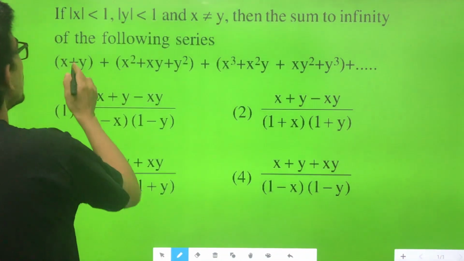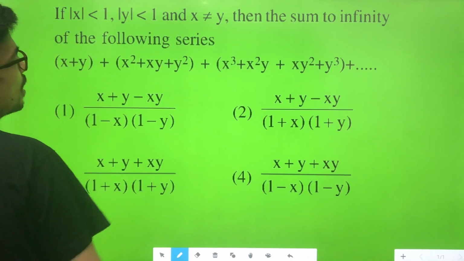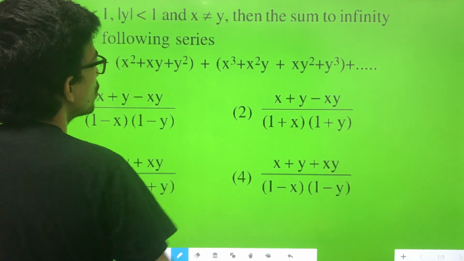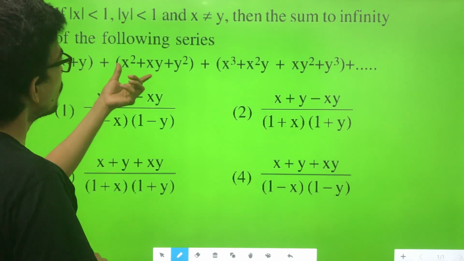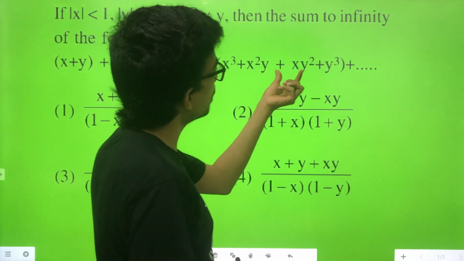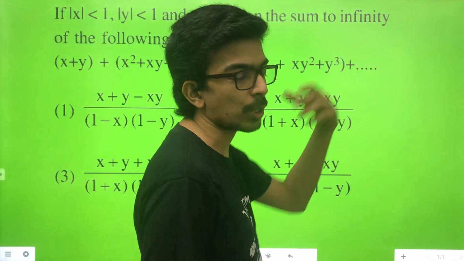So we have mod x less than 1, mod y less than 1 and x not equal to y. Then find the sum to infinite terms of the following series: x plus y, then x squared plus xy plus y squared, then x cubed plus x squared y plus xy squared plus y cubed, and so on.